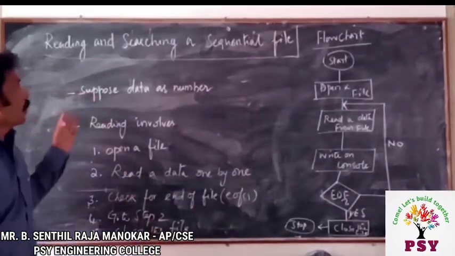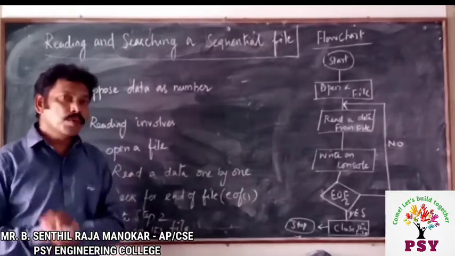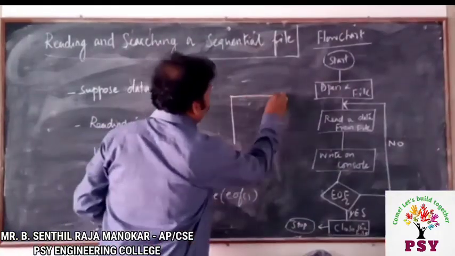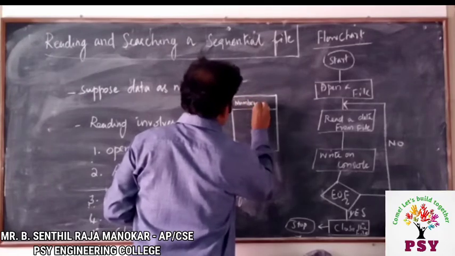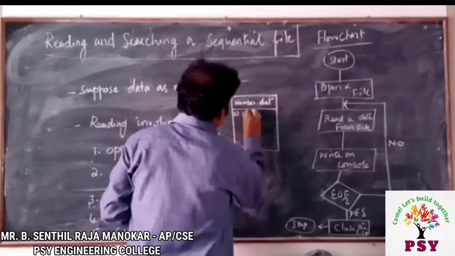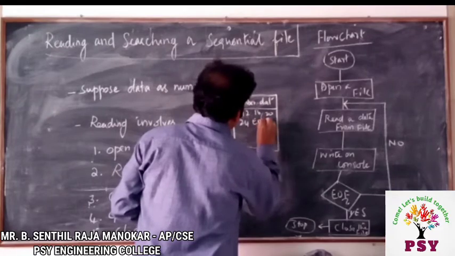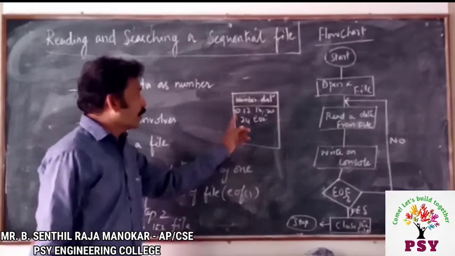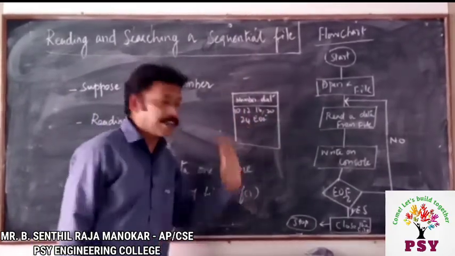So earlier we had a discussion about how to create a sequential file. Once you create a sequential file, for example, here I have a file. The file name is number.dat, where I have entered the values 10, 12, 16, 20, 24. Then finally we have an end of file. This file we created earlier with the data 10, 12, 16, 20, 24.